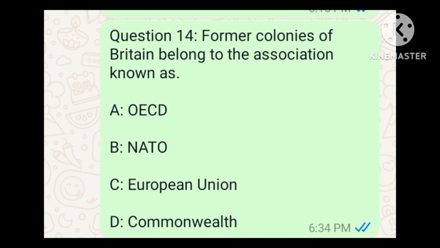Option D, Commonwealth. One of the organizations which every country that was colonized by Britain belonged to is known as Commonwealth, which Nigeria and other countries that were once colonized by Britain belong to. So the answer is option D, Commonwealth.